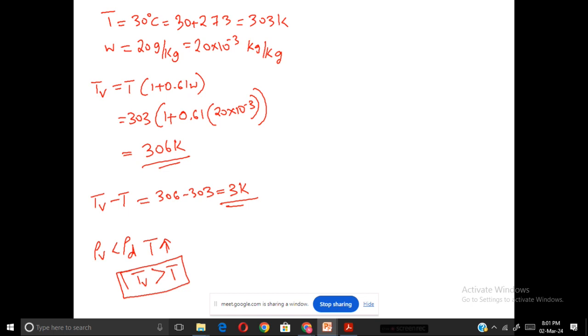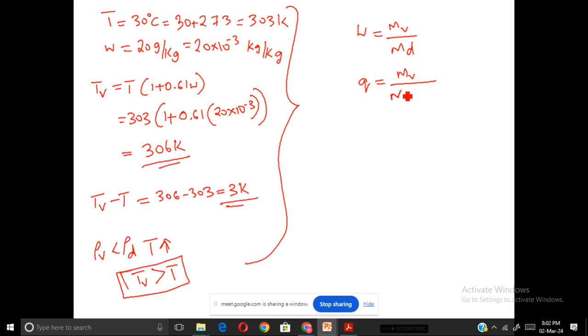And then we learned two moisture parameters. The first one was mixing ratio, W, which is equal to the mass of vapor divided by the mass of dry air. Then we learned what specific humidity Q was, which is mv by mv plus md, the mass of water vapor to the total mass of the air parcel.